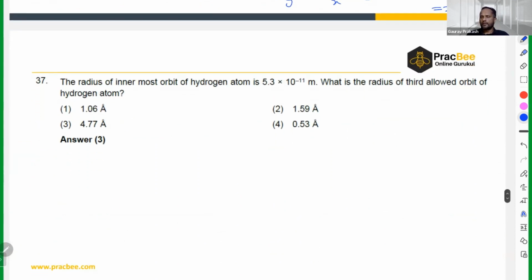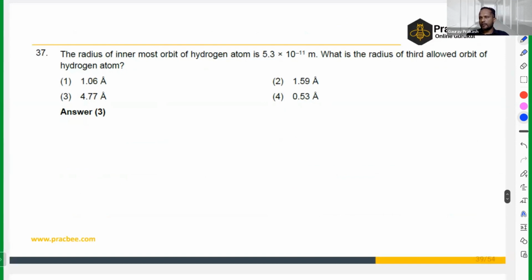Now the next question is again from modern physics. So we have got quite a number of questions from modern physics. The radius of innermost orbit of hydrogen is 5. So we know that the radius is given by 0.53 into 10 to the power minus 10 meter, or 0.53 Angstrom, you can see here. This is the first orbit, and this is also multiplied by n square by z, where n is the orbit number and z is the atomic number.